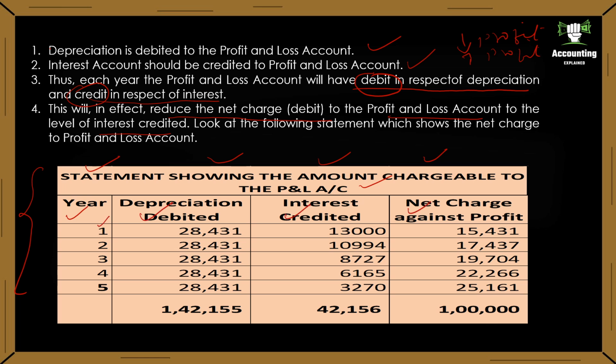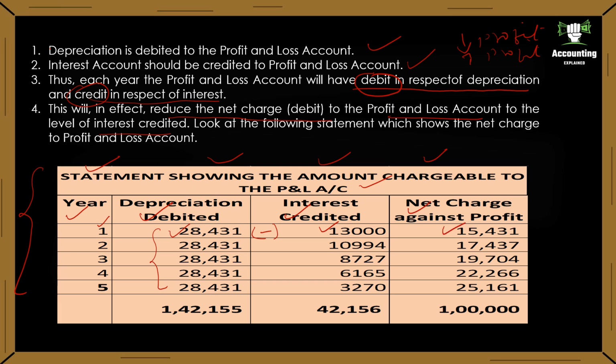First year, depreciation debited is 28,431. That is uniform for all the 5 years. Interest credited is 13,000. On deducting interest credited from depreciation debited, it is 15,431. The net charge against profit.